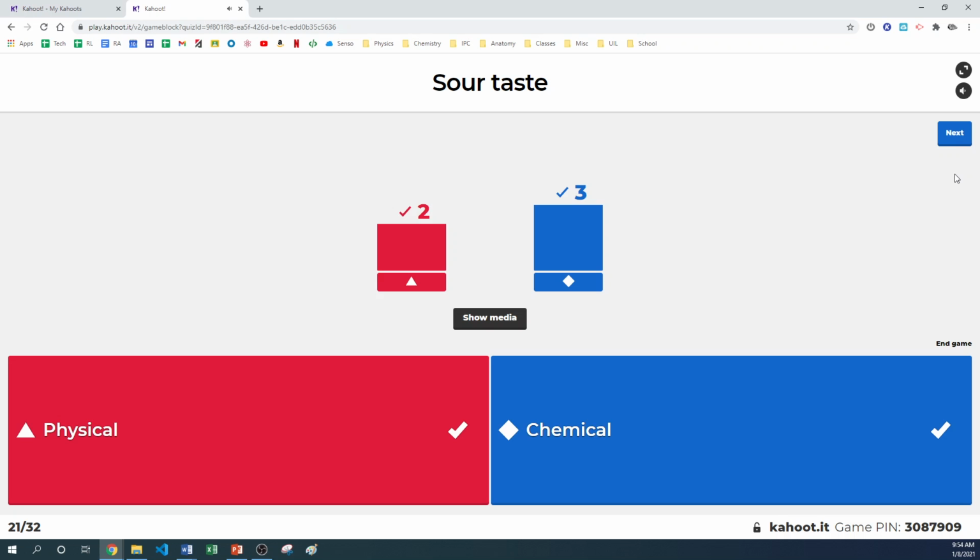Oh! I went in and edited this so that I accepted both. Which one was it going to pick? I don't remember. I edited this last year. Oh, I'm sorry. Because sour indicates acid. Acid is a chemical property. Acid literally means it will react with something else. Physical, though, is taste. So sour taste is in between. I don't count this one wrong.